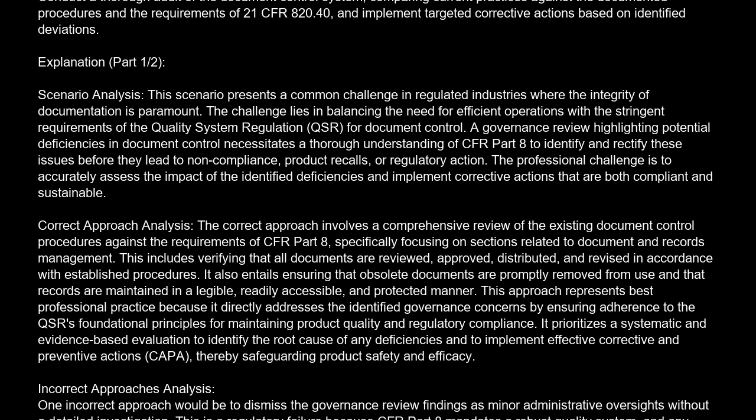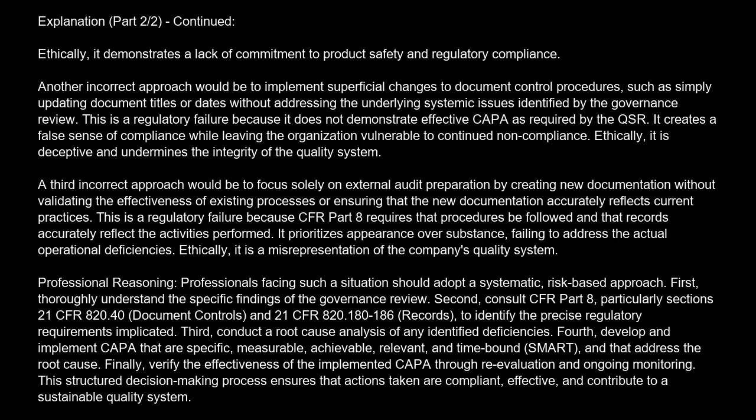Incorrect approaches analysis. One incorrect approach would be to dismiss the governance review findings as minor administrative oversights without a detailed investigation. This is a regulatory failure because CFR Part 8 mandates a robust quality system, and any indication of weakness in document control, even if perceived as minor, requires thorough investigation and remediation. Ethically, it demonstrates a lack of commitment to product safety and regulatory compliance.